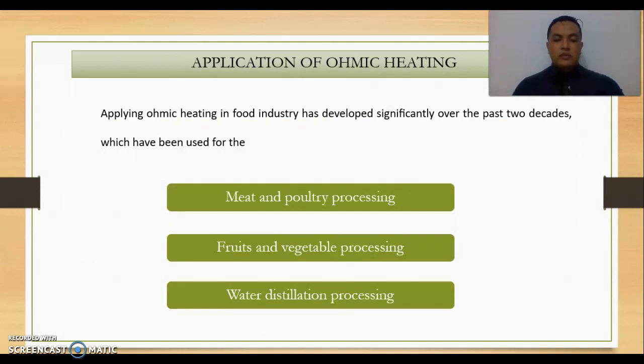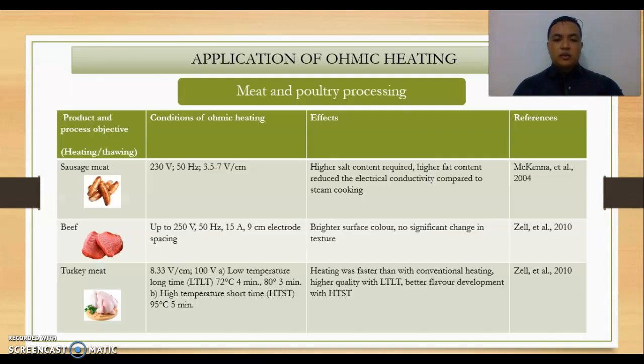meat and poultry processing, fruits and vegetable processing, and also water distillation processing. For meat and poultry processing, the application is heating and thawing. For the sausage product, the condition of the meat heating is 230 volt, 50 Hz, 3.5 to 7 volt per cm, where the effect is that higher salt content is required, and higher fat content reduces the electrical conductivity compared to steam cooking. And next is the beef product, up to 250 volt, 50 Hz, 50 ampere, and 9 cm electrode spacing, resulting in brighter surface color and no significant change in the texture.